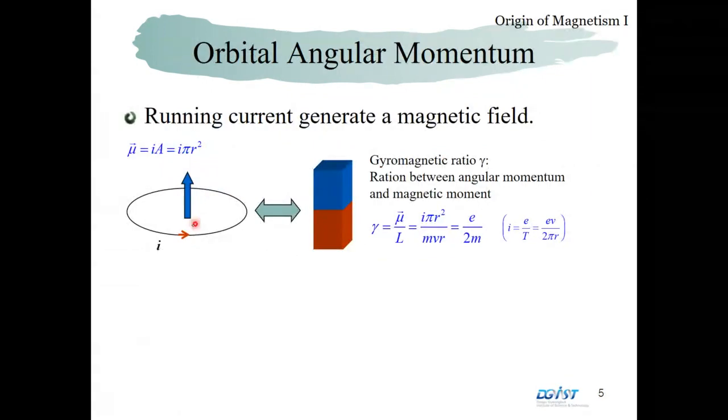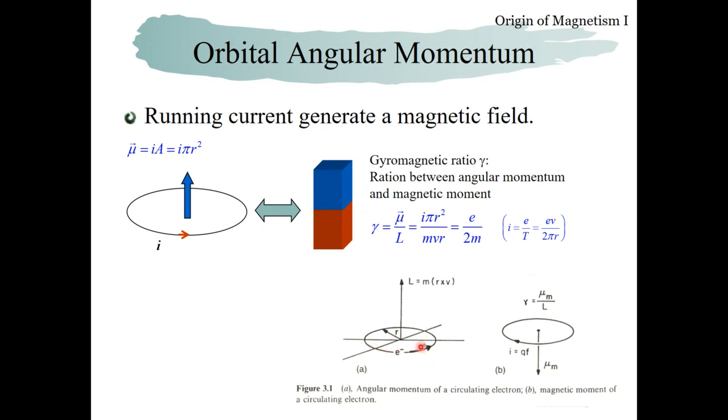I explained this current loop generates a magnetic moment, which is physically equivalent to the magnetic moment of a real permanent magnet. The moment generated by the current loop and that from the permanent magnet are not distinguishable. So that means it's physically equivalent.